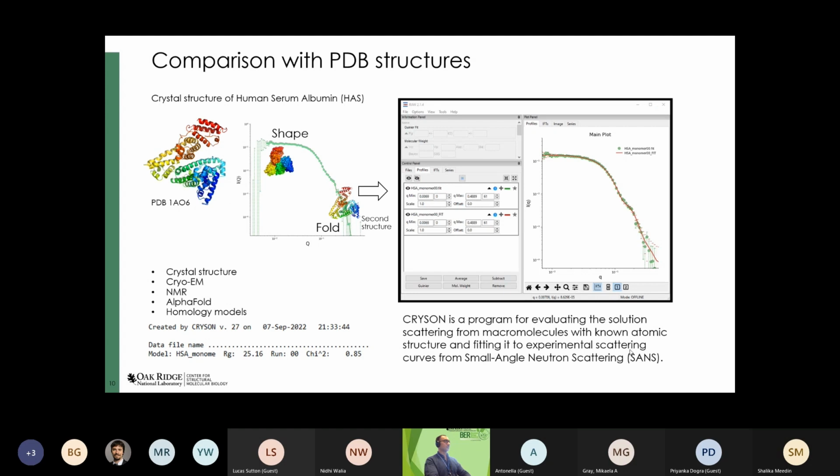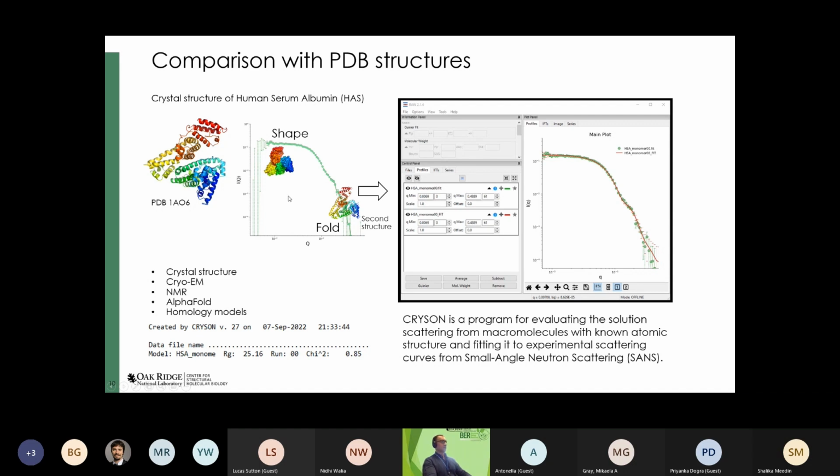Now, comparison with PDB structures. So here is the case where I use the PDB structure from the crystal structure of human serum albumin, the HSA, and I retrieved this structure from the Protein Data Bank. Now the fitting that I'm going to look at here is how the overall structure, my crystal structure, my model, agrees with my scattering profile. That is the main goal here.